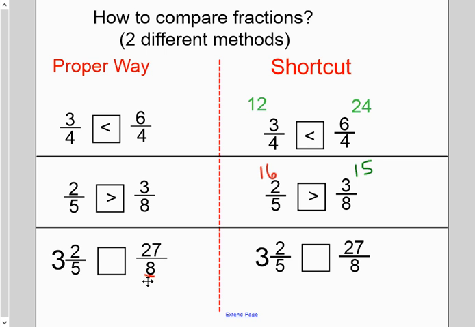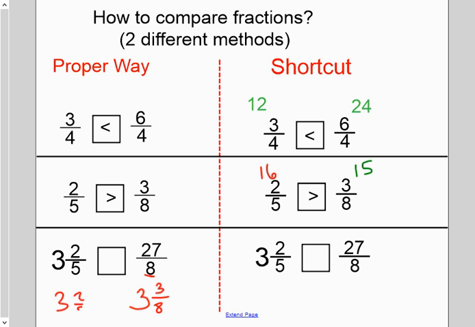8 goes into 27 3 times. And so that would give us 8 times 3 is 24. And hey, 24 still gives us a leftover amount of 3. Well, that leftover amount becomes your new numerator for the fraction, and then we always keep the same denominator that we have. So 27/8 is transformed into this mixed number. This is 3 and 3/8.